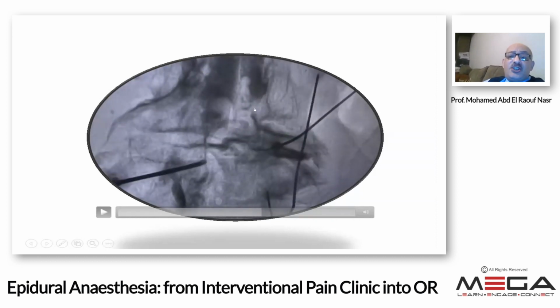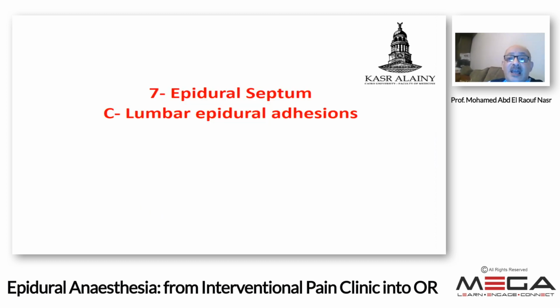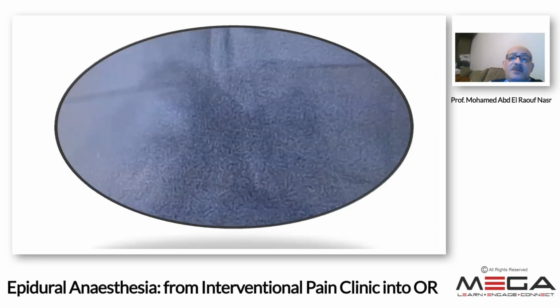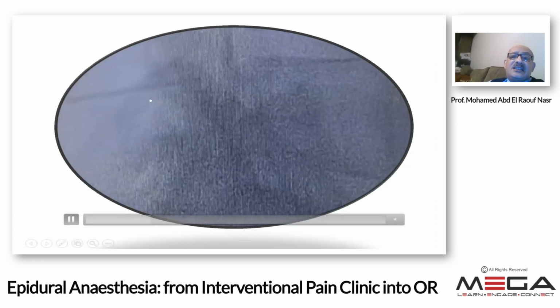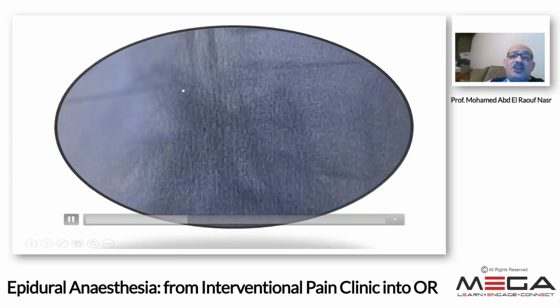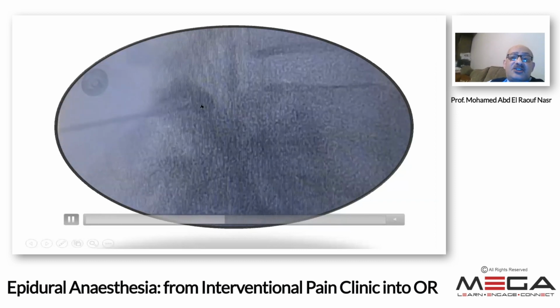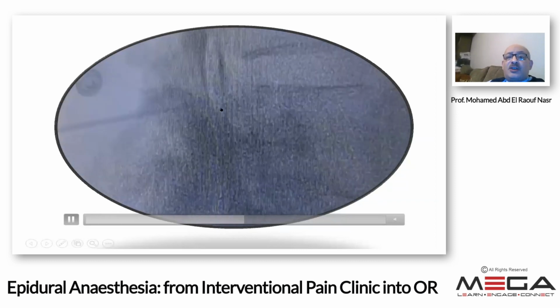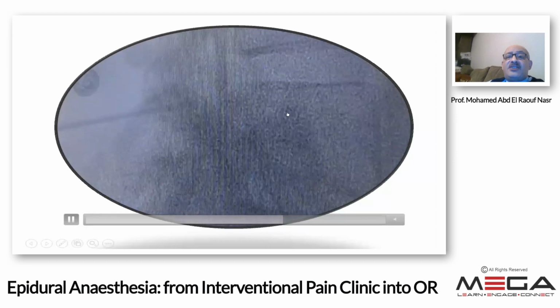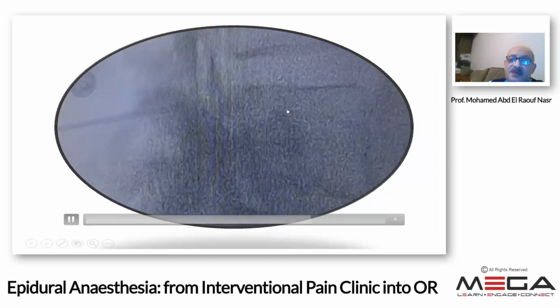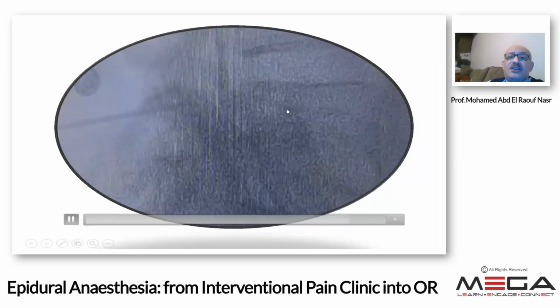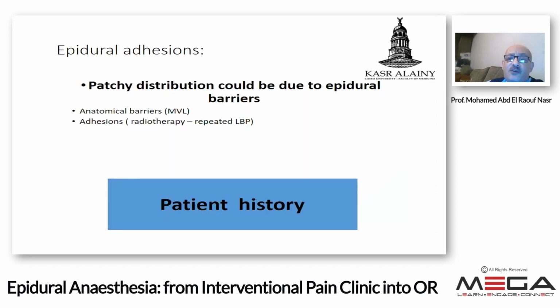So here the patient was suffering from severe pain along this nerve root. Again, this patient is receiving radiotherapy. As you see here, we try to inject, there is a resistance and dye coming posteriorly, then suddenly there is a release of the dye into the epidural space. These are adhesions in the dura due to radiotherapy.